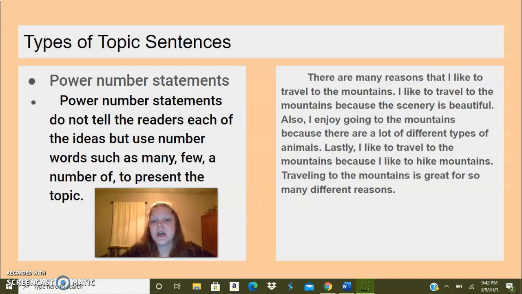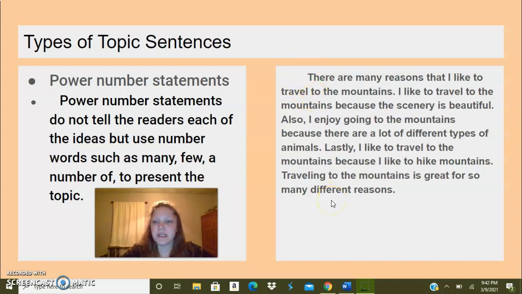So I wrote my power number statement topic sentence. I wrote, there are many reasons that I like to travel to the mountains. I use the word many to say that I'm going to write about many different reasons that I like to travel to the mountains. Notice again, I indented my topic sentence so we know that it's the start of a new paragraph. So I gave a space before I started my topic sentence.